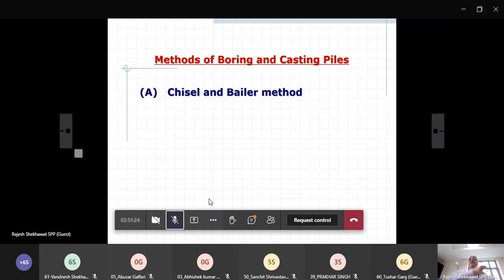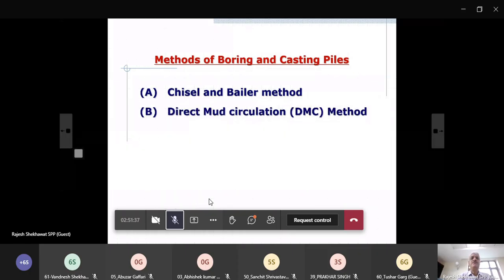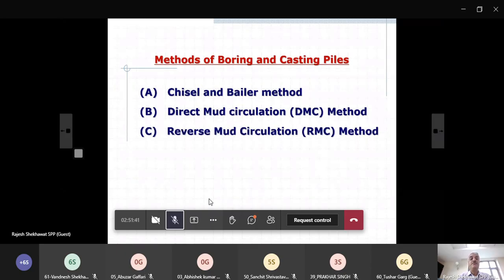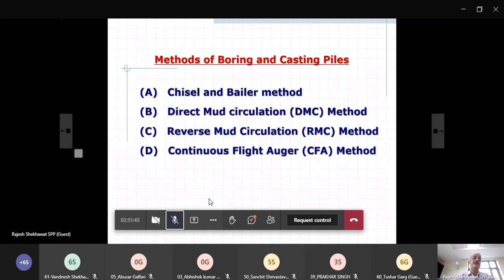As I said, we do cast in situ bored piles. So, the various methods of boring and then casting the piles, the most commonly used methods. First is the chisel and baler method. Second is called DMC, direct mud circulation method. Third is called RMC, reverse mud circulation method. Then there is the CFA method, continuous flight auger method. There is the cluster drilling method. We'll see all of them briefly, one by one.